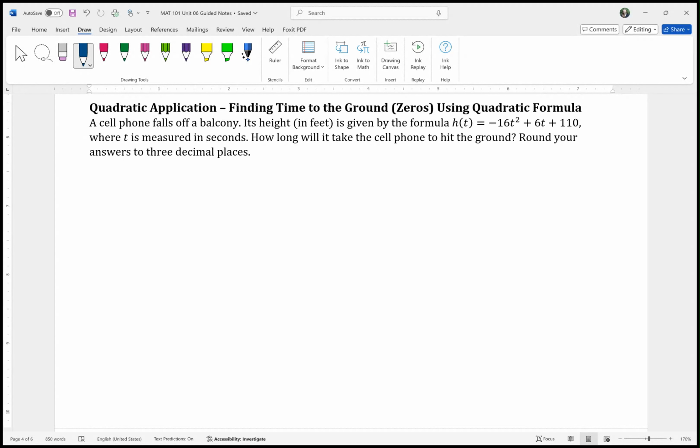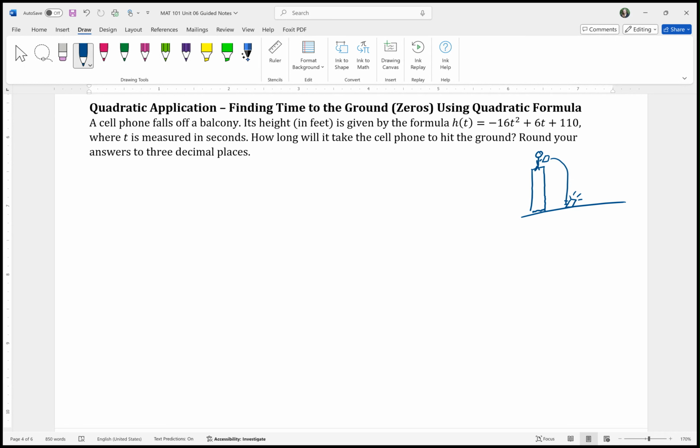All right, let's look at what this actually looks like in real life. So here is a person on a building, and obviously we're doing it off a balcony, so pretend that's the balcony. Here's their cell phone. It falls. It hits the ground. And honestly, it probably shatters.